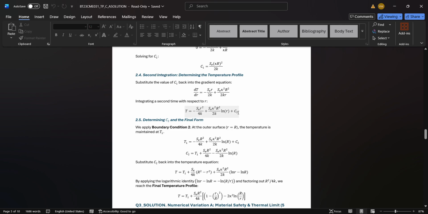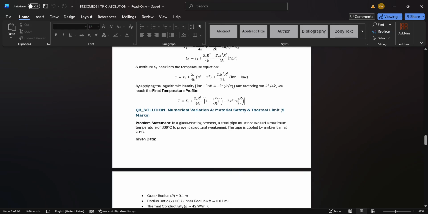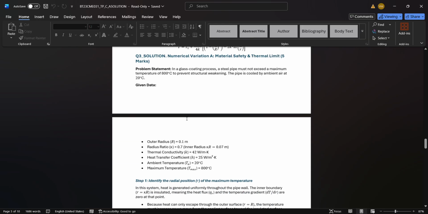Now we further need to calculate C2, applying the second boundary condition at r equal to capital R, where the surface is maintained at temperature T1. So calculating C2 and putting it into the equation, we got the profile equation for T by the equation of change.